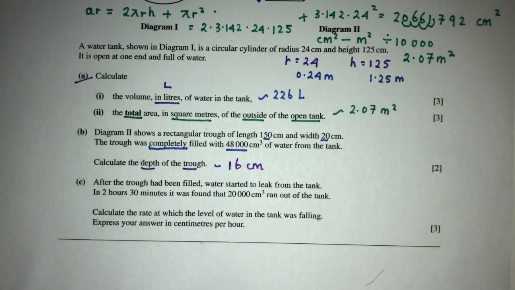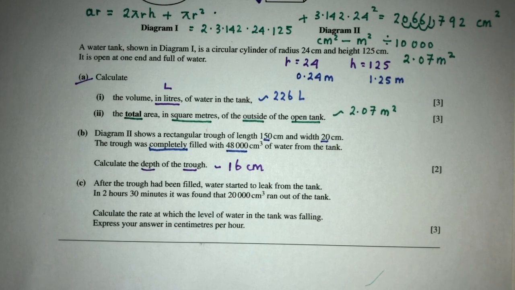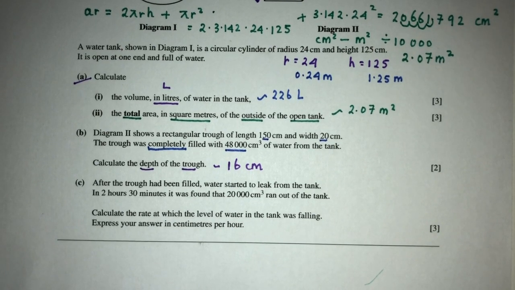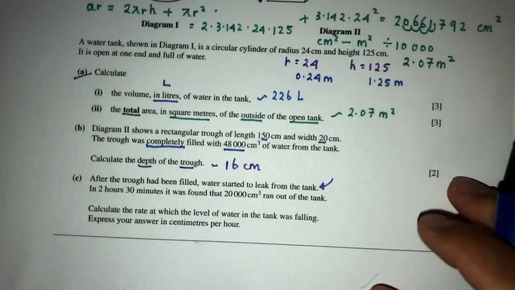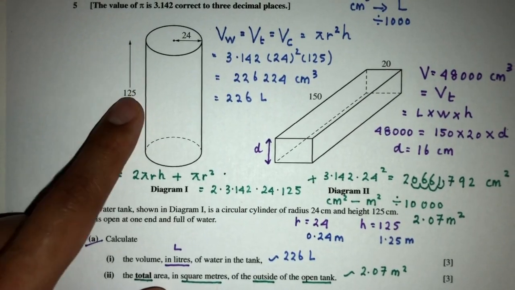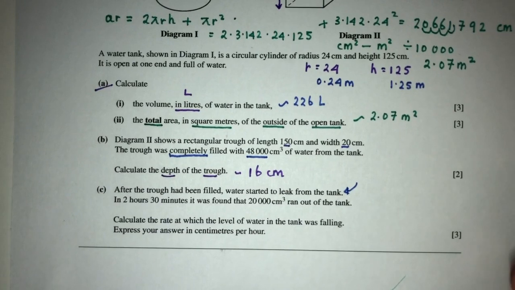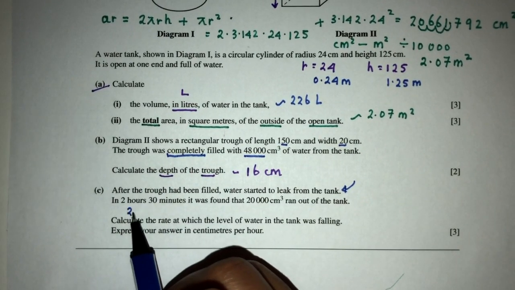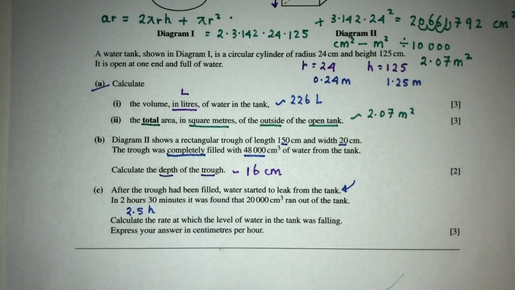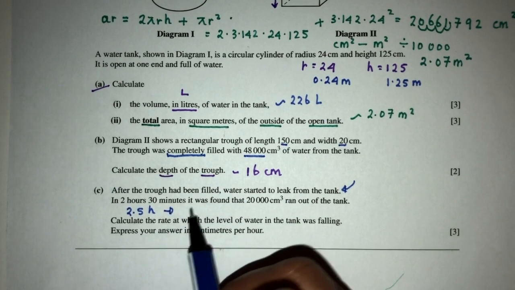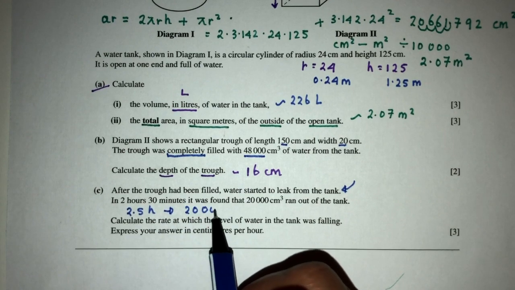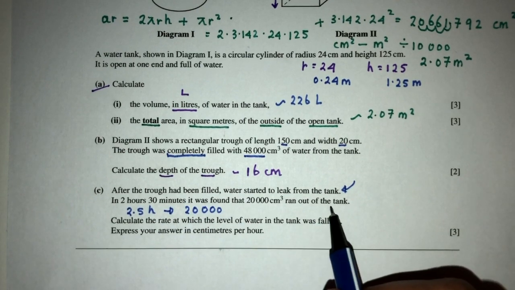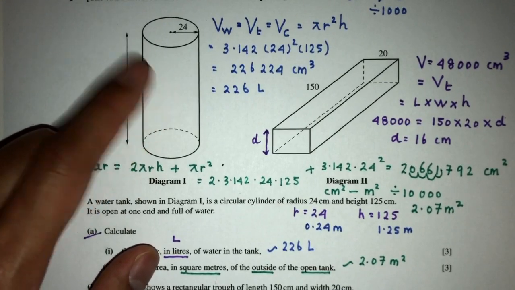Now for part C, after the tank has been filled, the water starts leaking from the tank. Now, you have to know the tank is actually this one. So water starts leaking from the cylinder. In 2 hours 30 minutes, in other words, in 2.5 hours, I hope that makes sense, because 30 minutes is half an hour, it was found that we are losing 20,000 centimeter cubed from that cylinder tank.